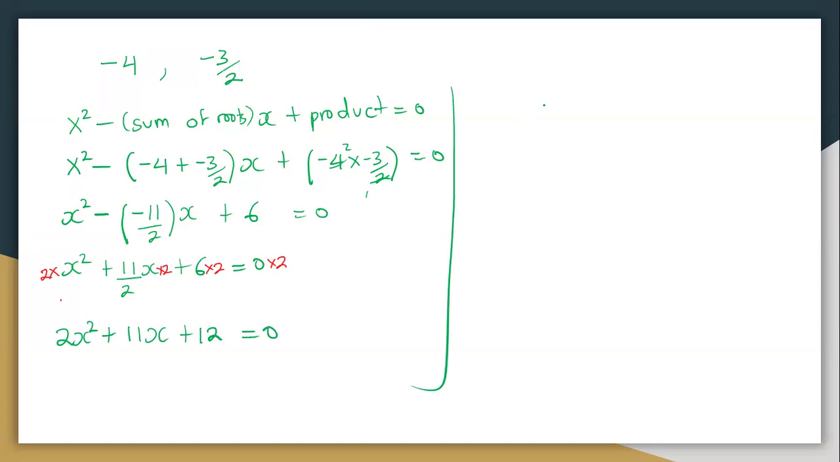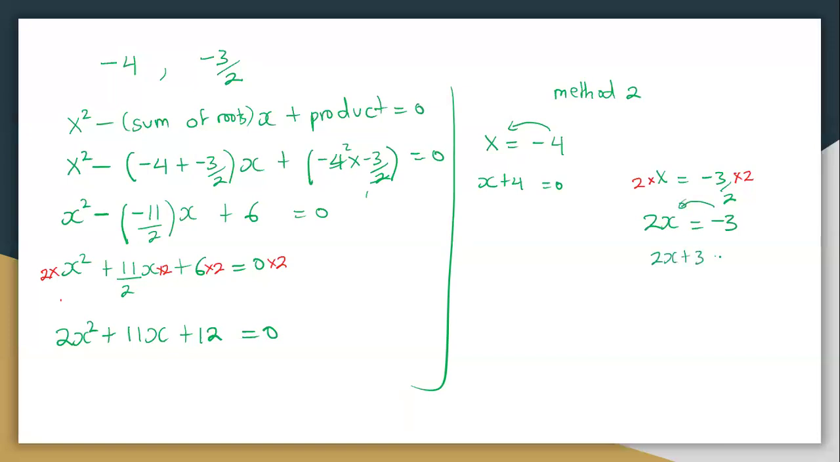Alternatively, when you are using the second approach, which we are calling method 2, we shall say that x is equal to -4. So this means that, when you take the -4 back this side, it will be x plus 4 is equal to 0. Then the second one, we have x is equal to -3/2. So here we are going to do two things. We are going to first remove the 2 in the denominator, so we multiply by 2. The moment we multiply by 2, we shall end up with 2x equaling -3. After that, we take back our -3, so we shall have 2x plus 3 equals 0.